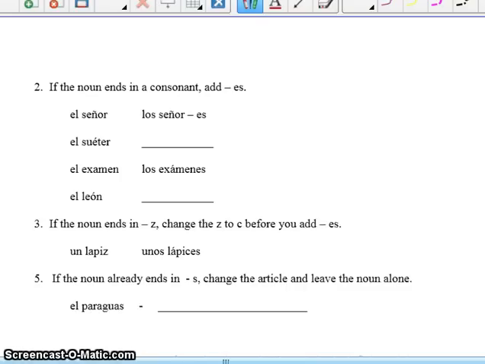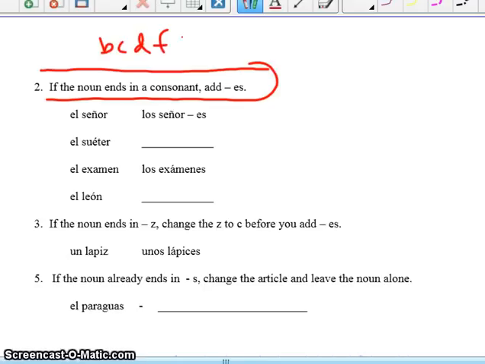Number 2, if the noun ends in a consonant, add ES. So what are consonants? Well, that's B, C, D, F, G, H, J, K, L, M, N, O, P, and so on and so forth. Whoops, O is not a vowel. I missed it. So, consonants, consonante en español. Here's what we do. Again, we still change the article.